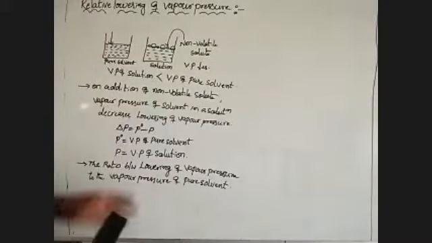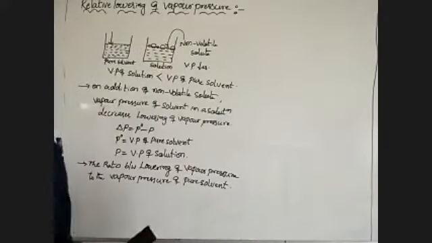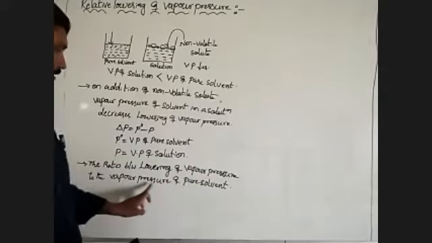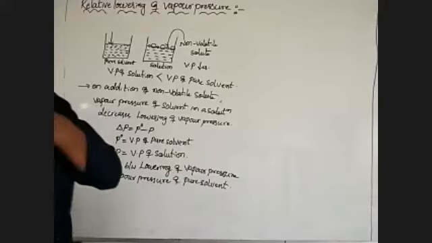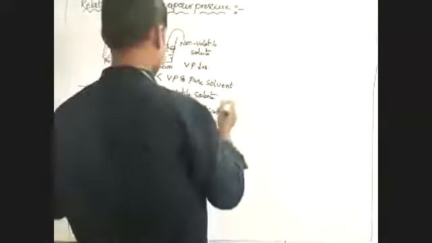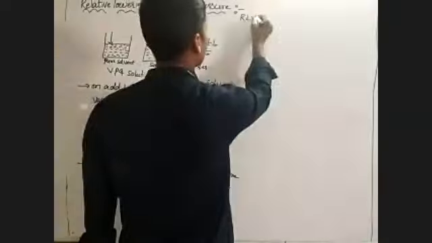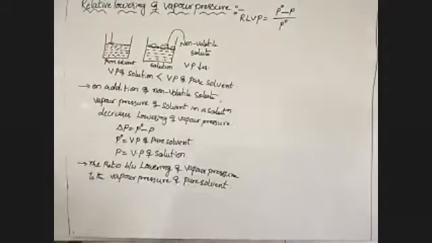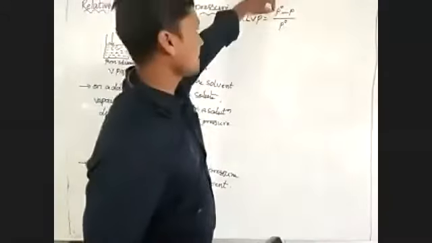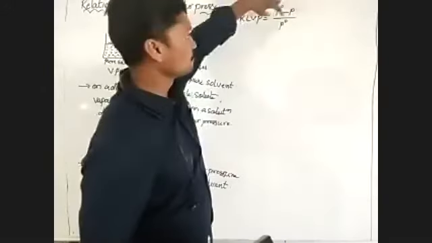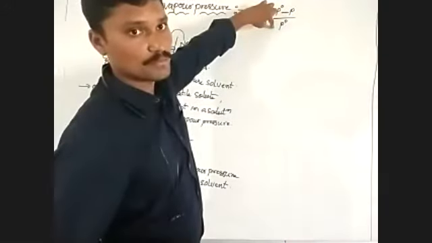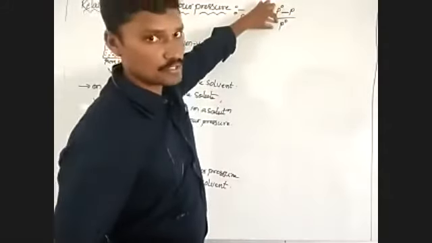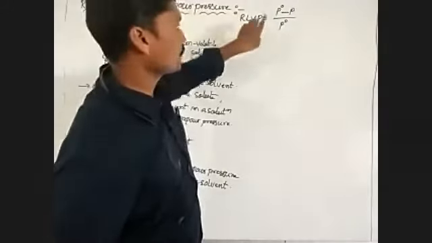The ratio between lowering of vapor pressure to the vapor pressure of pure solvent is called relative lowering of vapor pressure. That means RLVP is equal to P naught minus P by P naught. Here P naught minus P means lowering of vapor pressure, and P naught means vapor pressure of the pure solvent. That is called relative lowering of vapor pressure.